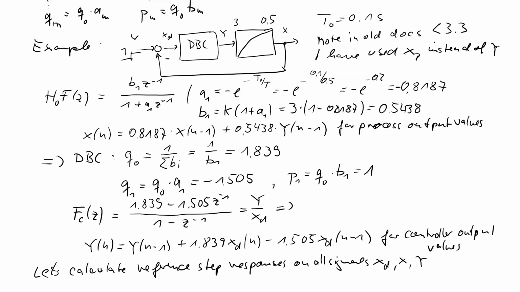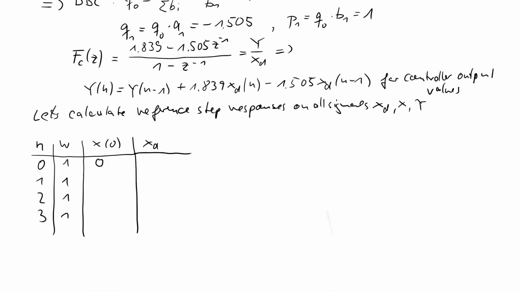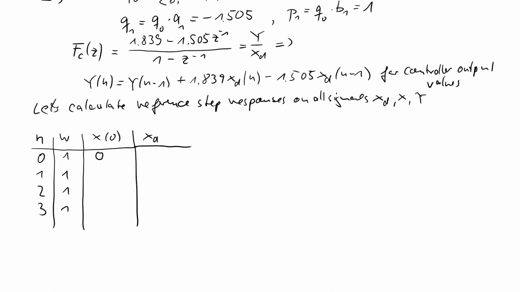That means that xd of n, the control difference, is 1. xd is always desired value minus actual value. So this is the difference of these both values. And with the 1, I can now calculate the controller output value in the first moment.